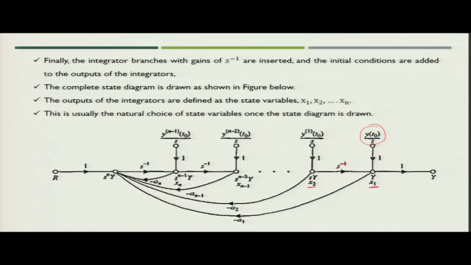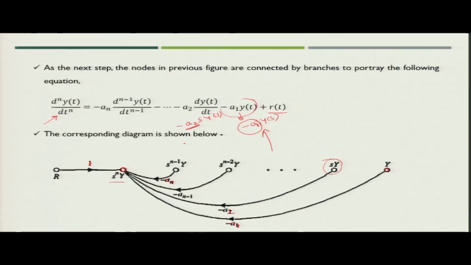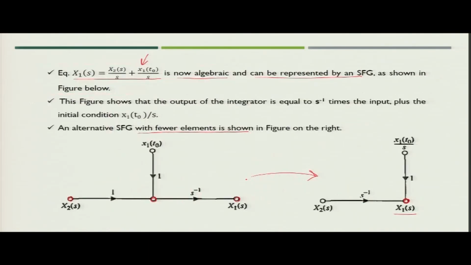We will use that information and connect the adjacent nodes. In this way you can connect all the adjacent nodes with 1 by s and put the initial condition, because when you divide the nth order differential equation into n first order equations, you will have the equation as we discussed in this case.